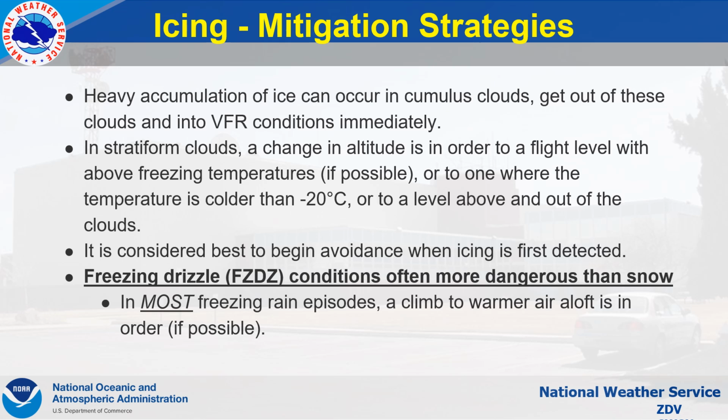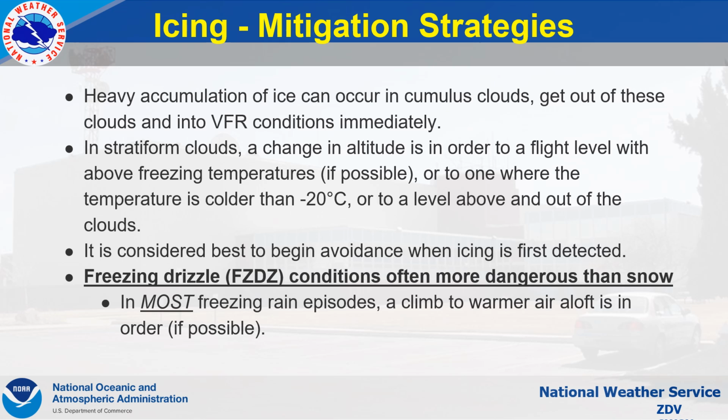Now, some mitigations for icing. As mentioned, the best mitigation is to simply get out of the icing conditions. When we're talking about the potential for clear icing, that typically occurs in cumulus clouds. The best thing to do, if an aircraft encounters that, is to simply get out of the clouds.